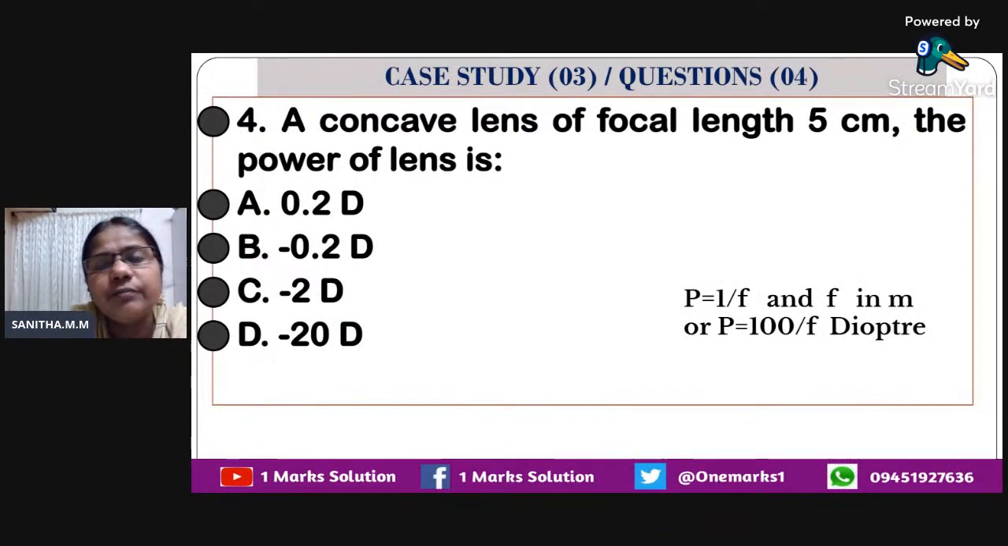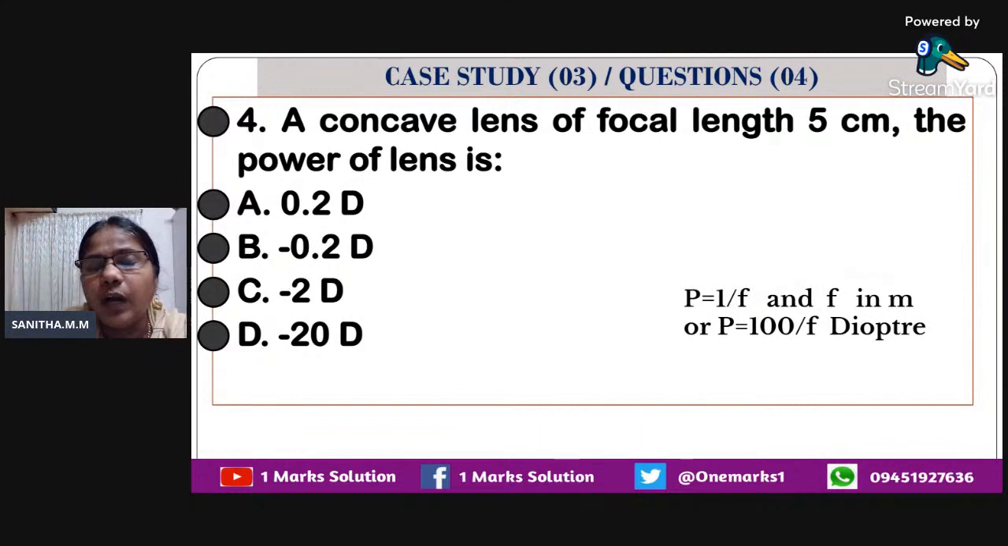A concave lens of focal length 5 centimeter, the power of the lens you have to find. You know that the focal length of the concave lens is negative, so surely power is also negative. What is the equation for the power? 1 by f, that means the reciprocal of the focal length. But f you have to take in meter. If it is given in centimeter, when you are converting to meter, how will you get it? Into 10 raised to minus 2.